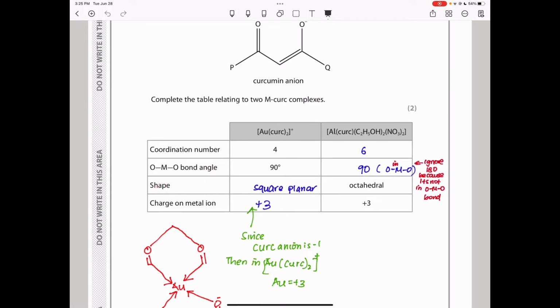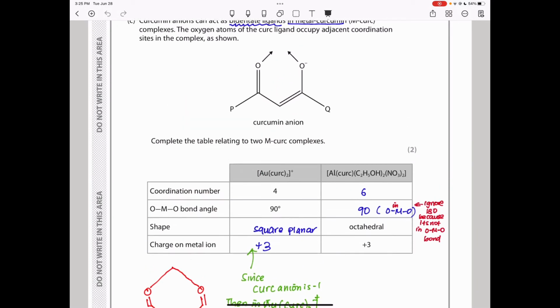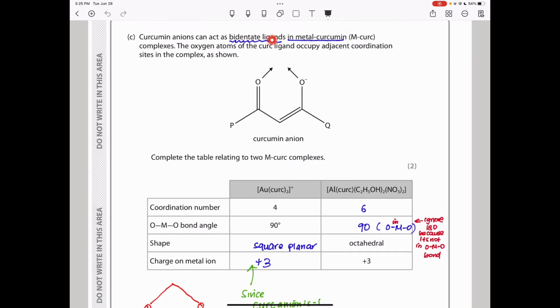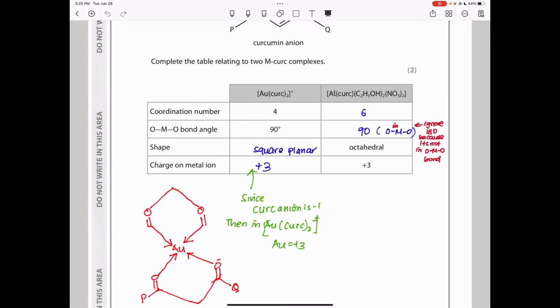And then the shape is going to be square planar, as you can see, because this is bidentate. And again, to remind you, they said this is a bidentate ligand, so the shape is going to be similar to something like that. And then here we have octahedral because, of course, we have coordination number 6 in the end. Since this one is bidentate, this is 2, and that is 2. So coordination number 6, we expect to be octahedral.